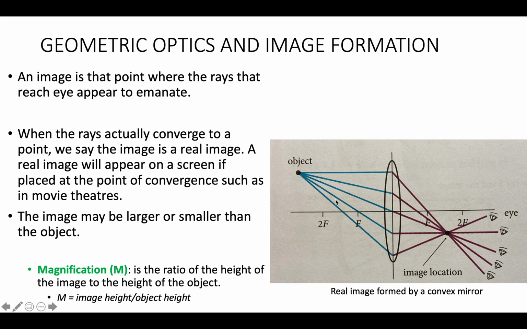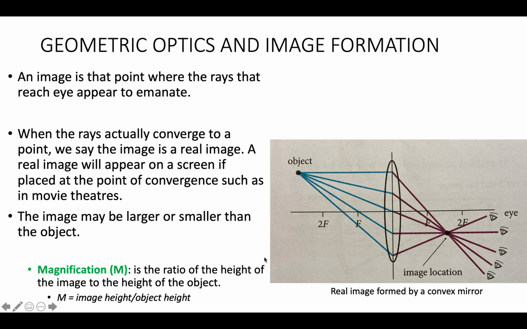As you can see over here, this is the object, and this is the image location, a real image formed by a convex mirror. The eye is here. The eye can see the image of the object here, simply because the light that comes from the object converges at this point to make it possible for the eye to see. This is why we can see that image as real.